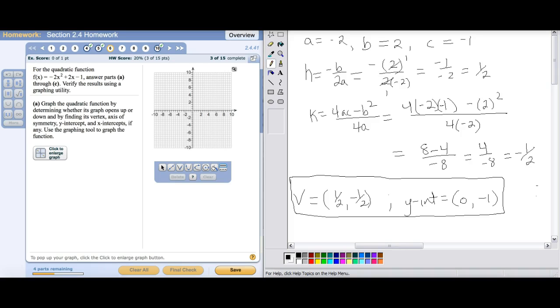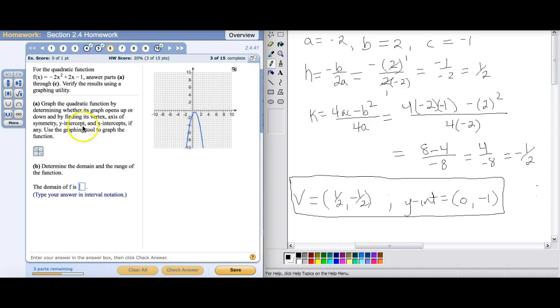And so our y-intercept, of course, we just let x equal 0. So when we let x equal 0 and plug it into this term and that term, they both go to 0, and all we have left is a negative 1. So we see that we use our 2 points, 1/2, negative 1/2, and our point 0, negative 1, we'll have the graph that we need.